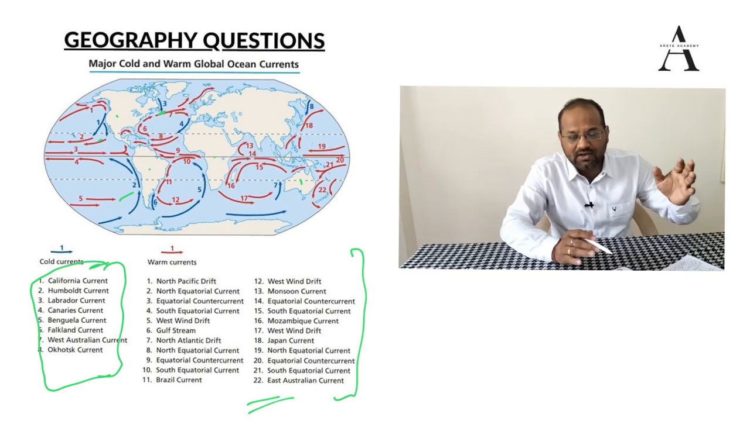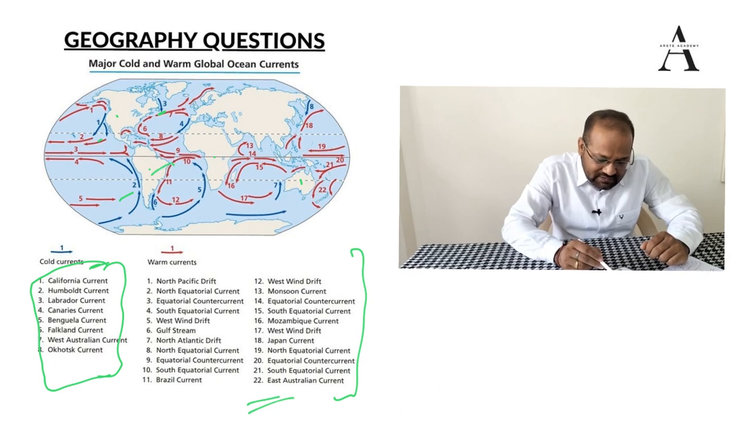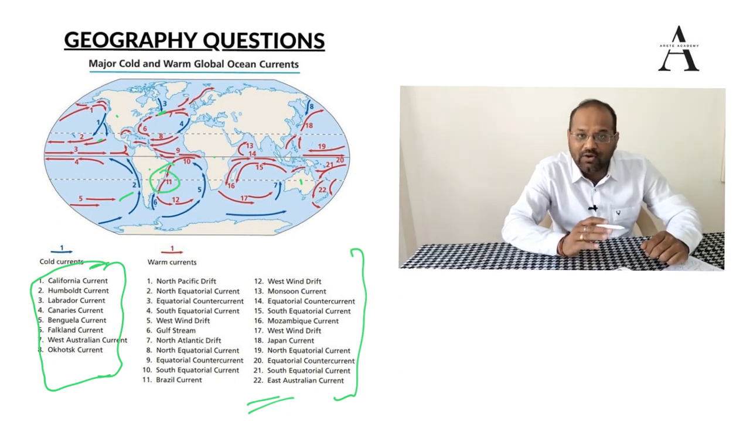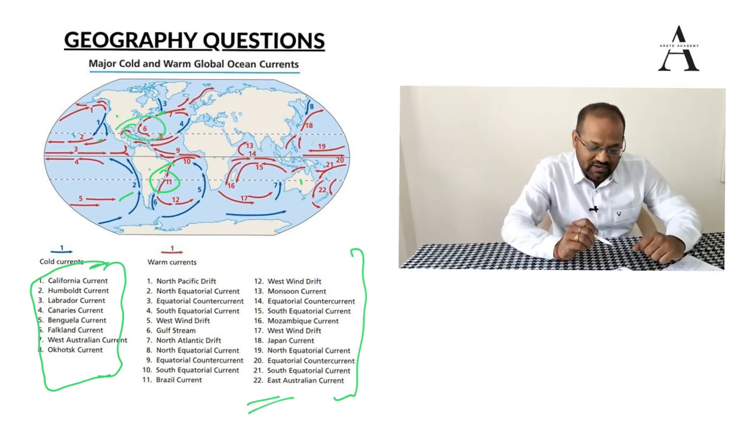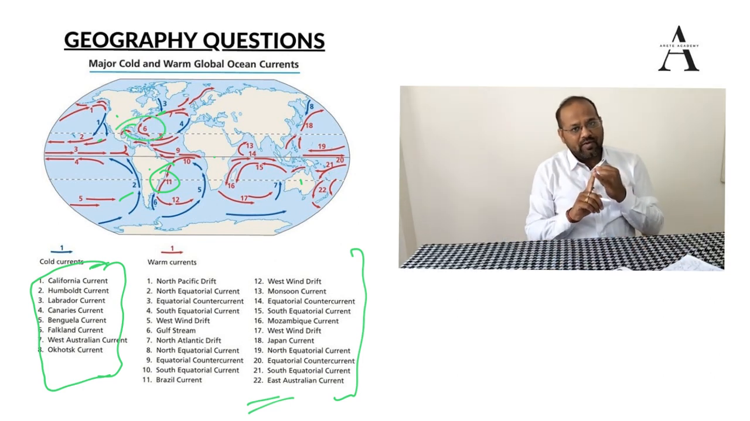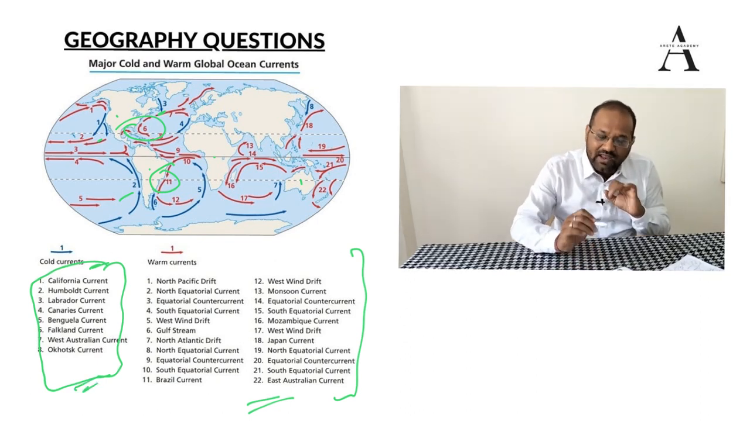So in the options of the question which we read on the previous slide, take the Brazilian current. Brazil is here, and the Brazilian current is on the eastern margin. The Gulf Stream is here, so it is also on the eastern margin. So this is a concept you have to remember, of western and eastern margins. You have to remember only the cold currents and you can eliminate the rest.